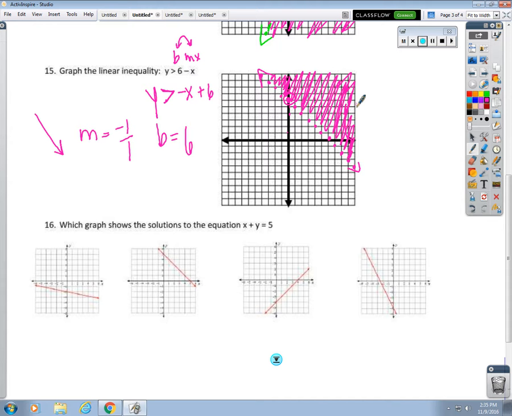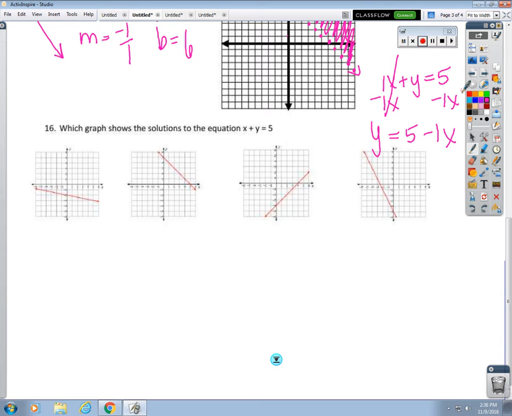Number 16, which graph shows the solutions to the equation x plus y equals 5? What has to be done first for that one? Right. It's not in slope-intercept form, so I'm going to take it over here and rewrite it in slope-intercept form. What do I have to do? Okay, right, that's my mx and it belongs on this side, so I subtract it over there. It's a 1x. It cancels and now I have y equals, right. I mean, when we see it, we see 5 minus 1x, but in the end, it really should be negative 1x first, then the 5.